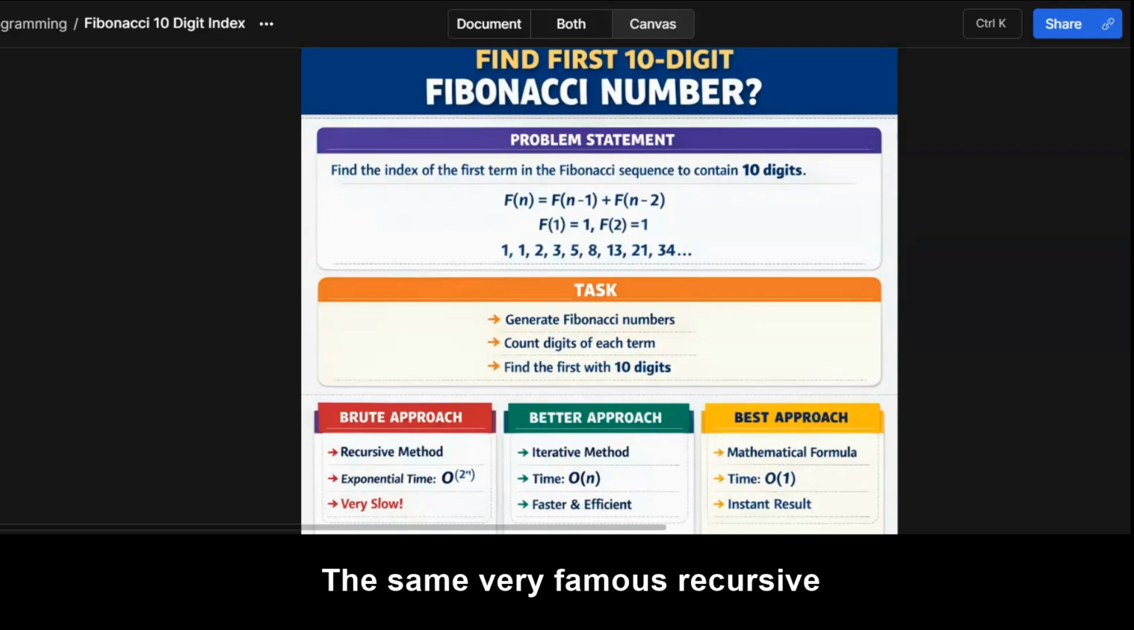The very famous recursive solution of this Fibonacci sequence uses a recurrence relation. Suppose I want to find the third index, then what should I do? I could know the first and second index, so that I could get the third index by just n minus 1 and n minus 2. This is the recurrence relation of the Fibonacci number.